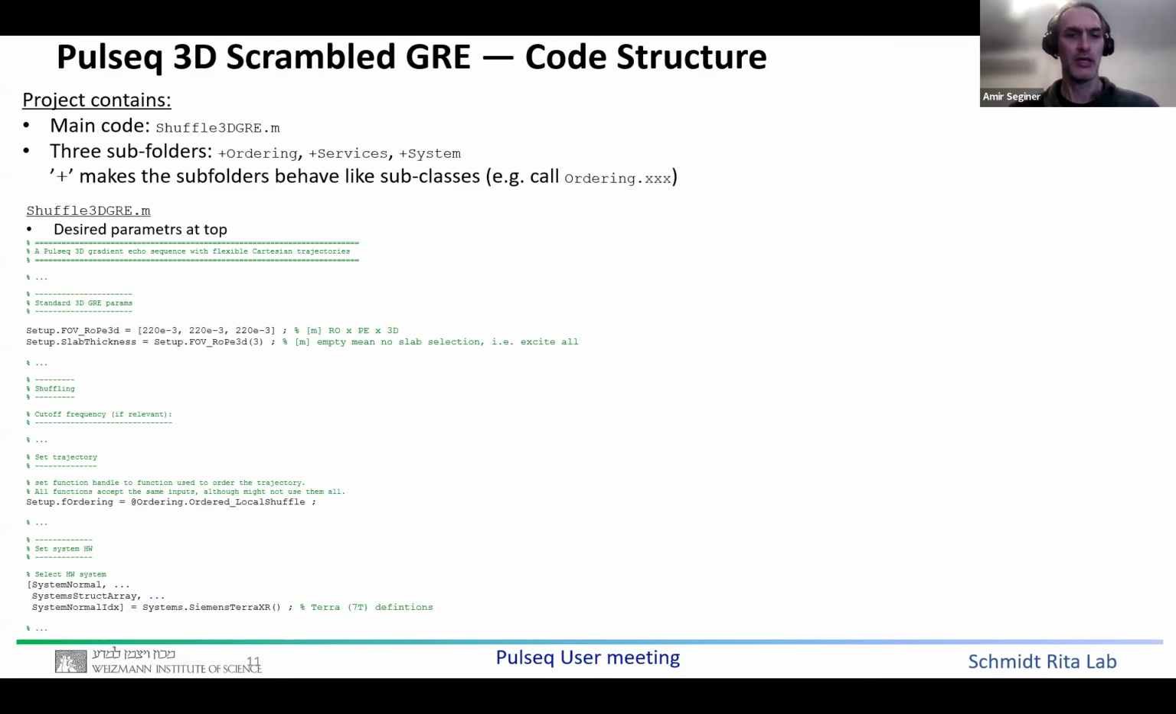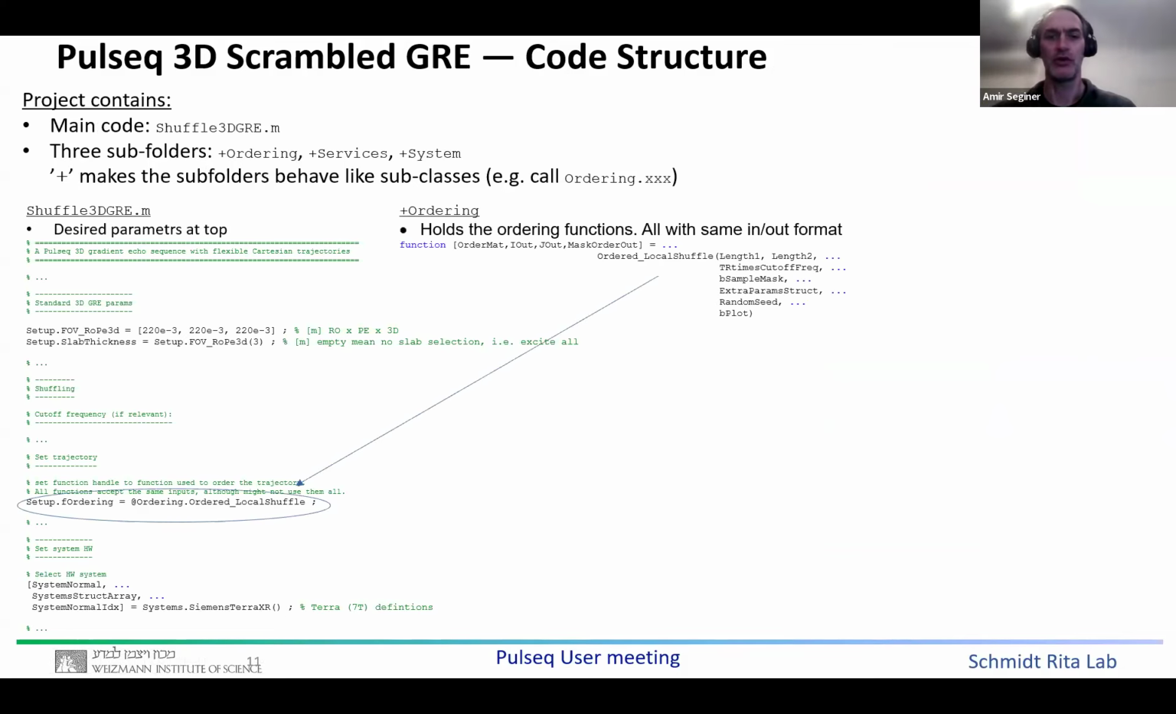The plus ordering folder holds different 2D ordering functions. To use a given scheme, you just have to set an appropriate function handle in the main script. Thus, it should be simple to add your own ordering scheme. You just have to be sure the function's input and output adhere to the expected format.